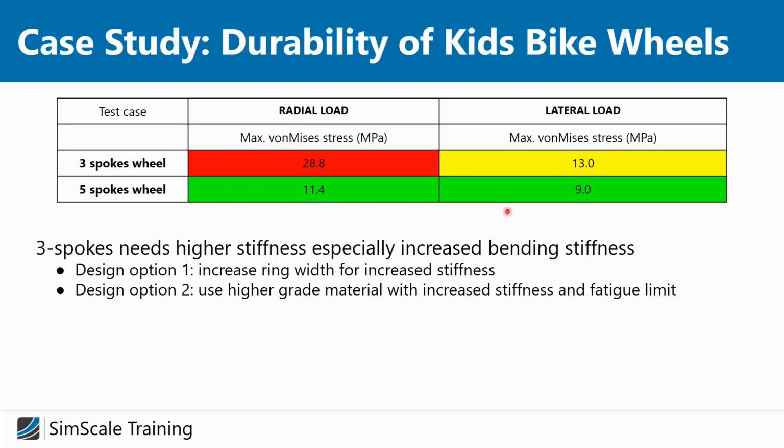Basically, this information helped our customer to improve the product, and they identified 2 options which they further investigated with simulation. One was to increase the ring width for the 3-spoke design, and the other was to use a higher grade material to increase stiffness and fatigue limit.